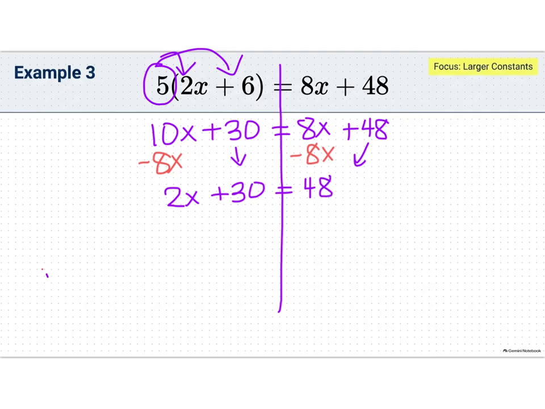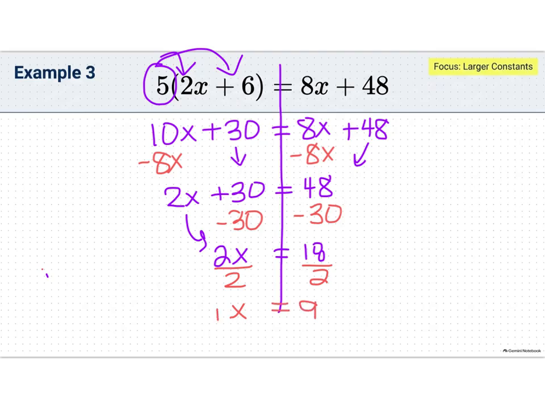Now my next step is to move constants to the other side. Since I moved my variables to the left, I'm going to move my constants to the right by subtracting 30 from both sides. 2x comes down over here. The 30s will disappear because they equal 0. Now I have 48 minus 30, which equals 18. And the last step is to divide that coefficient on both sides. Then on the left here, I am left with x. And on the right, 18 divided by 2 equals 9.